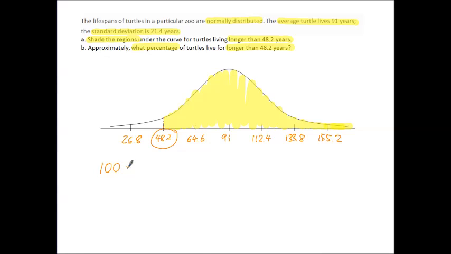100 minus 2.35% and minus another 0.15%, and that gives us 97.5%. 97.5% is the percentage represented by this area, and that is the probability that a turtle lives for longer than 48.2 years.